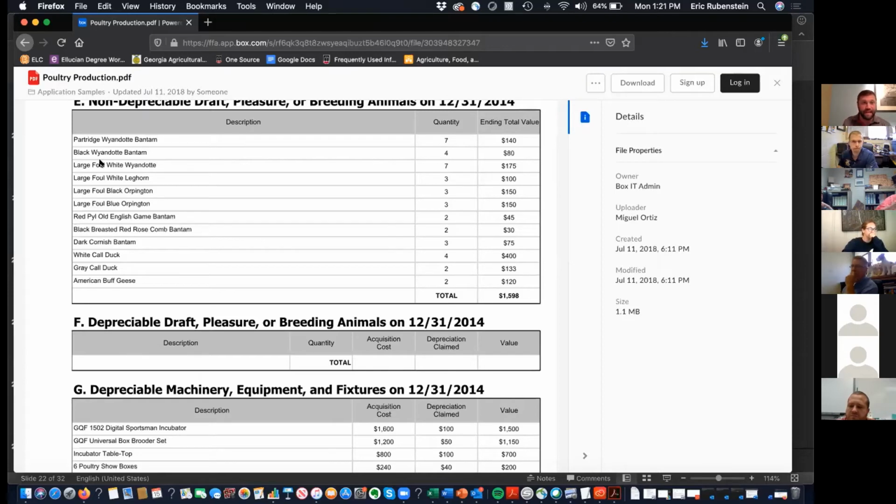Yep. And that's where you see that change, and you've got these two areas. If they're on that depreciation level, then we need to move them down to the depreciation, draft, pleasure, and breeding animals section on the next line. Honestly, in most of the applications that I've seen, there is something included in this area simply because they've got animals on all places on the spectrum.